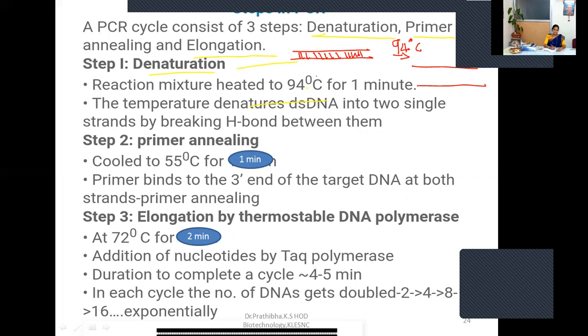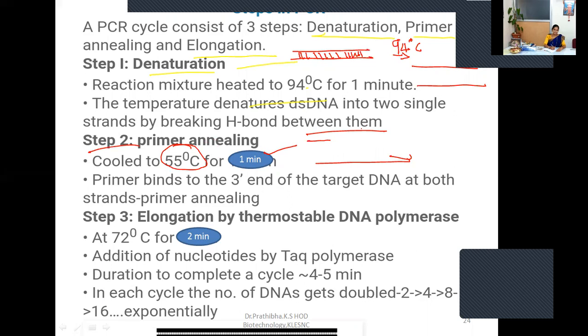Where hydrogen bonds are broken down. Next, step 2, primer annealing. Once you have these separated segments, when you reduce the temperature to 55 degrees Celsius, or 50 to 60 degrees Celsius, for 1 minute, at that particular temperature, primers go and attach.